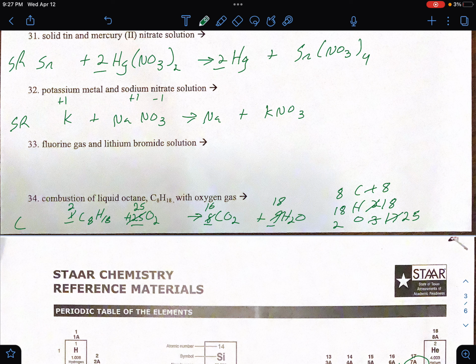So if you want to check, carbons on the left, now you got 16 carbons, 2 times 8. On the left, 2 times 18 hydrogens is 36. And then on the left, you got 50 oxygens. On the right, 16 times 1 gives you 16 carbons. 16 times 2 is 32, plus 18 oxygens on that H2O is going to give you 50. And then 18 times 2 is going to give you 36 hydrogens. So it does match out.